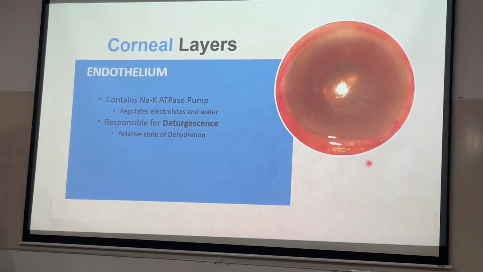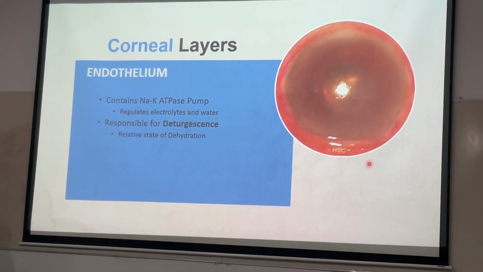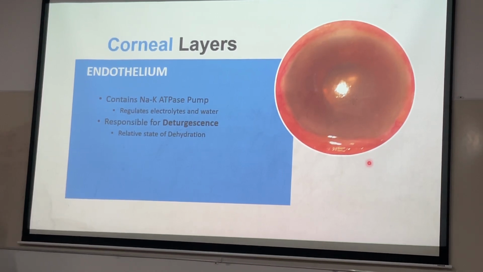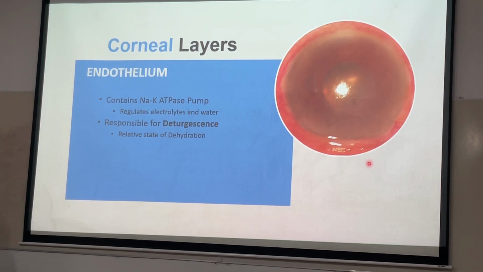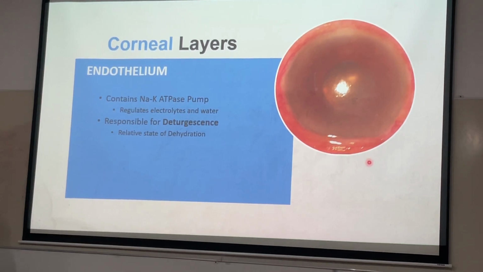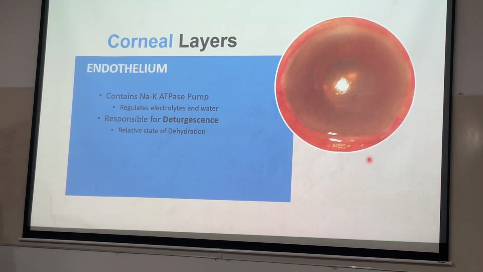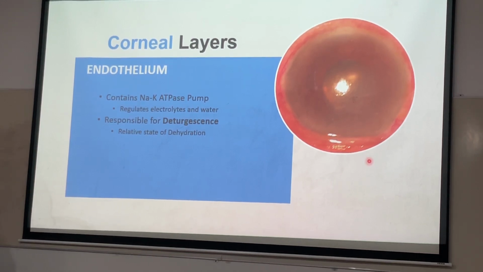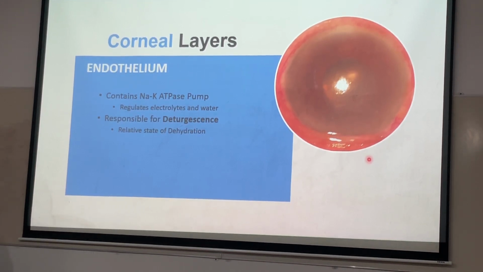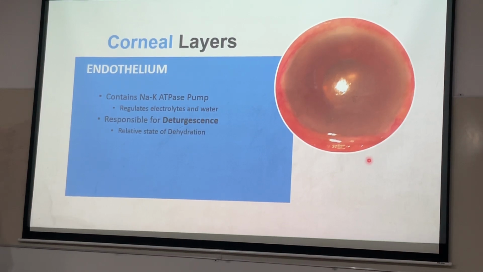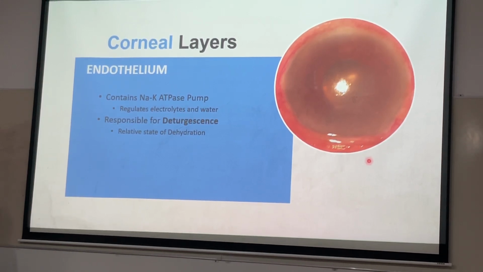So your endothelium is very important. The endothelium contains the sodium-potassium ATPase pump, which regulates the flow of electrolytes and water. The endothelium is responsible for deturgescence. Deturgescence just means that it keeps the eye in a relative state of dehydration, so not so much water. It keeps the eye a little bit dehydrated. That is what it means to be in deturgescence.